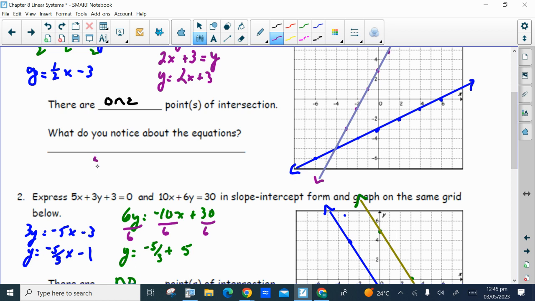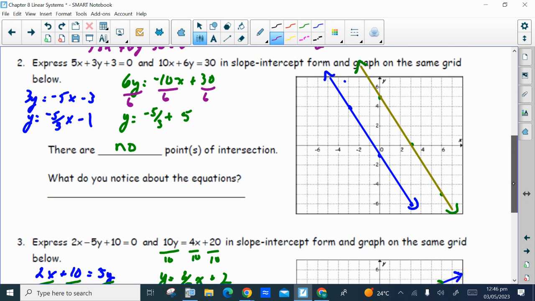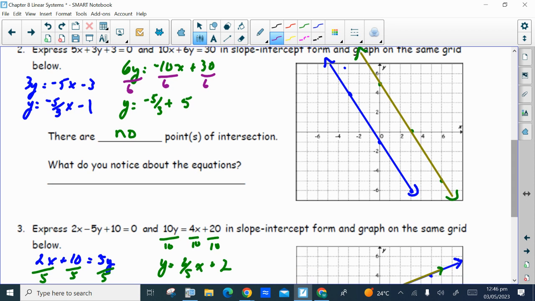So for number 2, it's 5x plus 3y plus 3 equals 0. The second equation is 10x plus 6y. Now we have to move the 30 over because we want the terms in the same order. So I subtracted the 30 from both sides to make that happen. And that's those two equations. So again, I'm stacking them on top of each other and putting them in the same order. And then we're going to use this to make a comparison.